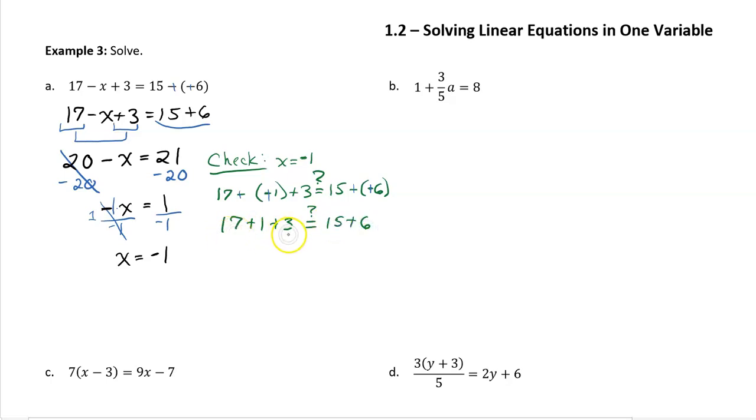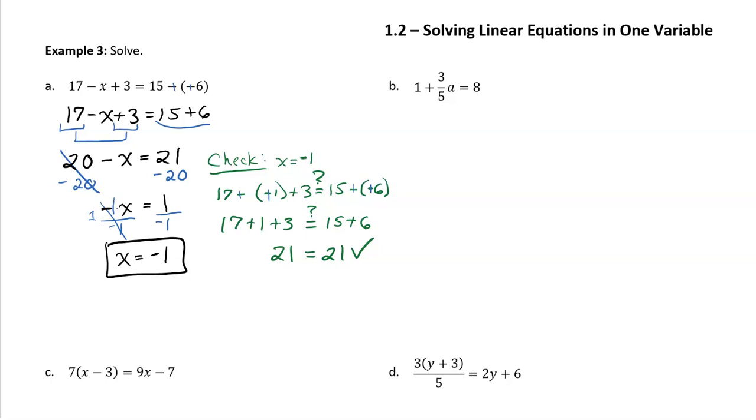Well, 17 plus 3 is 20, plus 1 is 21. I just did that a little out of order there. 15 plus 6 is also 21. 21 equals 21. We have our solution. x is equal to negative 1.